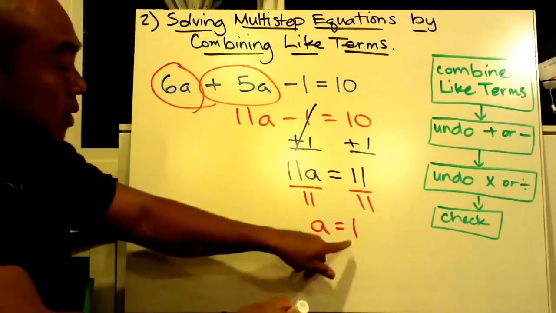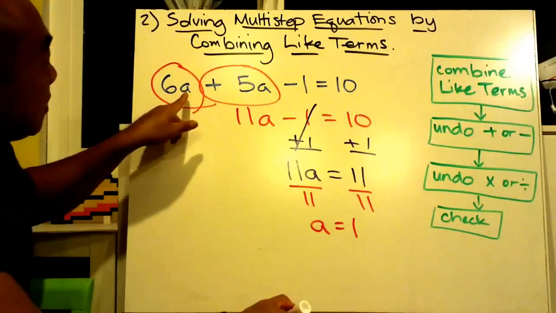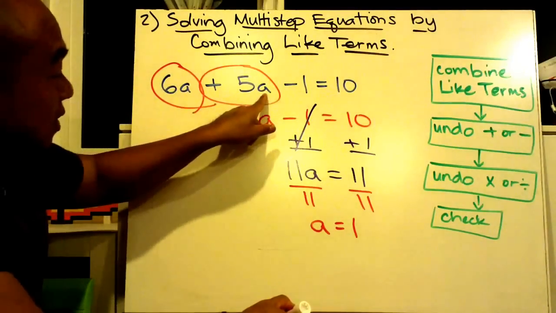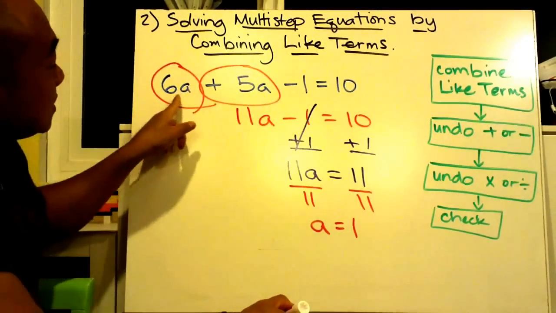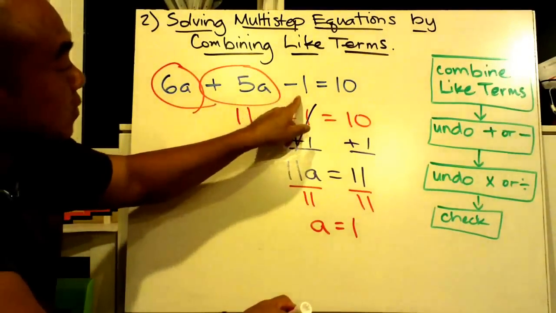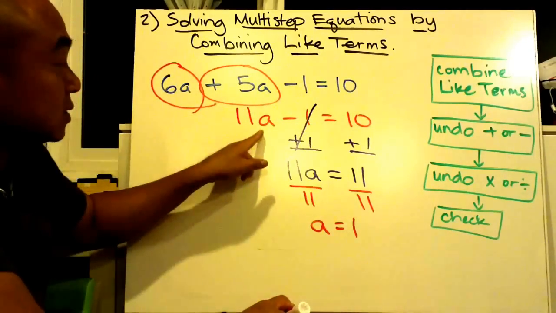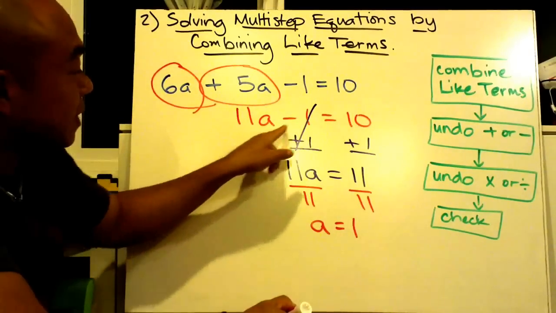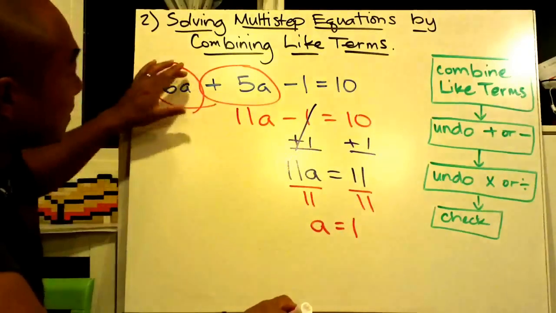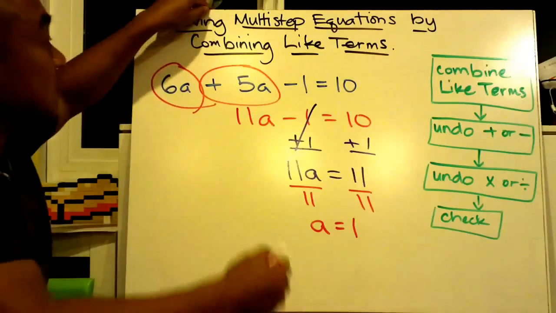And again, if you want to do a quick check, place your 1 back into here and here, because remember you have two a's here. So that's 6 plus 5 minus 1 is equal to 10. You can also put it back into here. If I take this, 11 minus 1 is equal to 10. So either one, these are your equivalent equations.